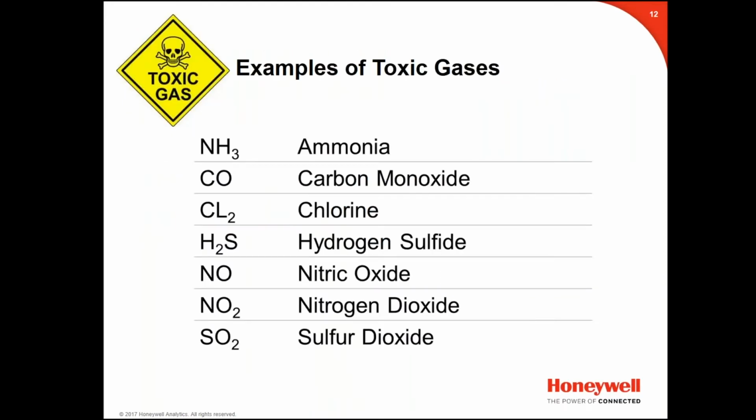So this is a list of some examples for toxic gases: ammonia, carbon monoxide, chlorine, hydrogen sulfide, nitric oxide, nitrogen dioxide, and sulfur dioxide are some of the more prevalent gases that you're going to find in chemical and petrochemical environments. There are others. There's many others for toxic gases. There's hydrogen chloride, there's hydrogen cyanide, there's phosgene. There's many other gases that can be detected.